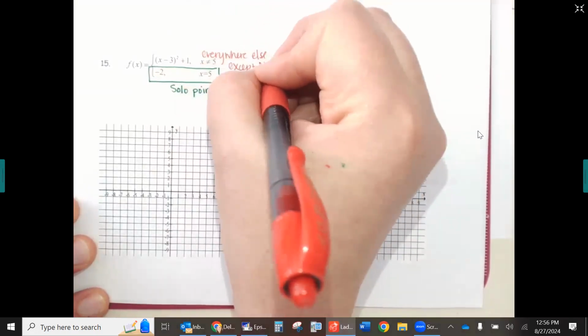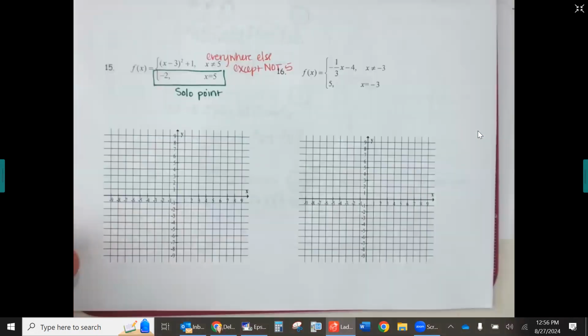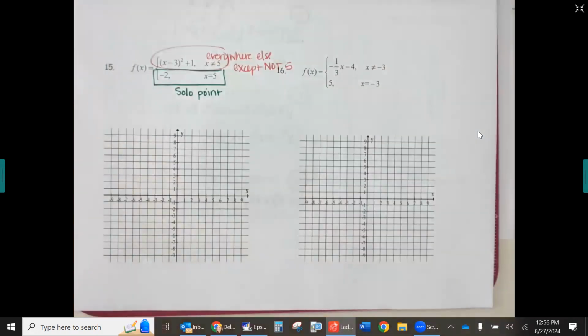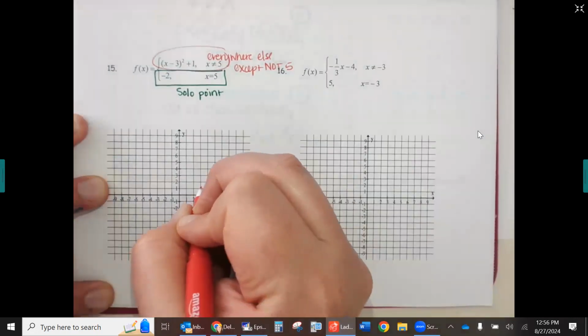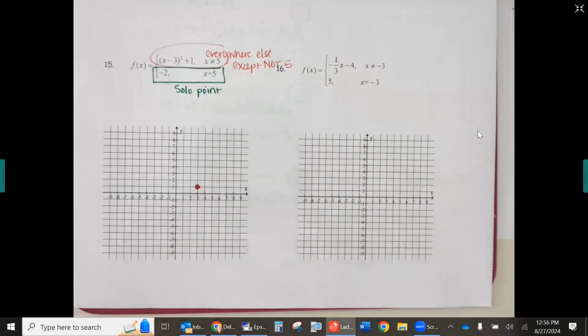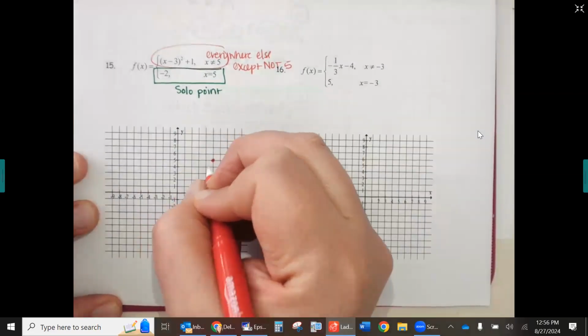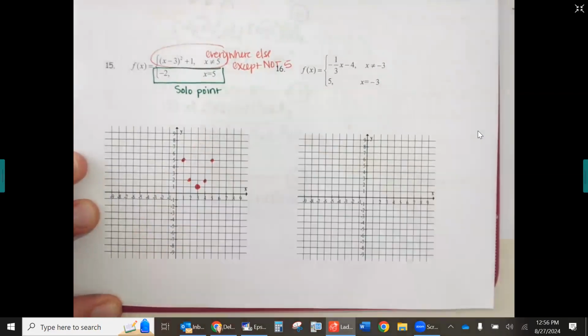Except not 5. Okay? So let's do the everywhere else except not at 5 part first. Can you tell me what shape that will be? X minus 3 squared. U. My -3 is to the right 3 and then up 1. To the right 3 and then up 1. And then if you pulled out your parent sheet graph, remember it's 1/1, 3/1. Okay, on both sides to make that U shape. So 1/1, 3/1. To make that U shape.